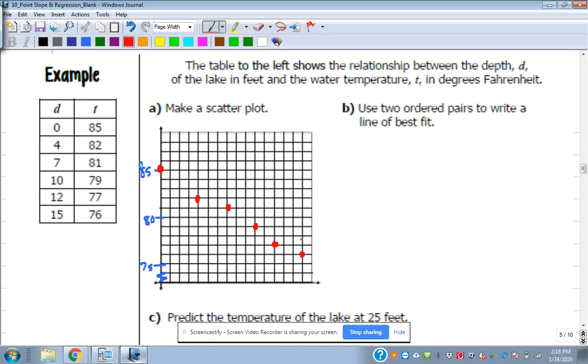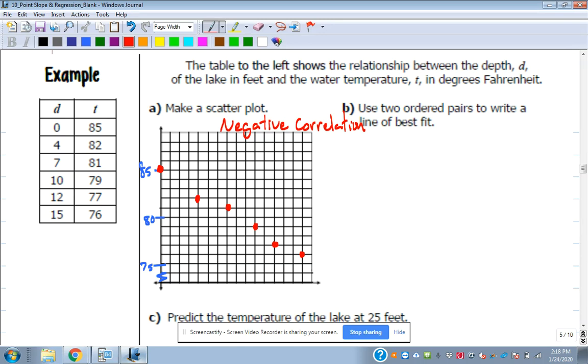Right there. What kind of correlation do we believe that has? A negative correlation, okay? So we see that negative correlation. It's linear. It looks kind of like a straight line, doesn't it? Not perfect, but it looks like a line. So here's what we're going to do next. Part B says use two ordered pairs to write the equation of a line of best fit.